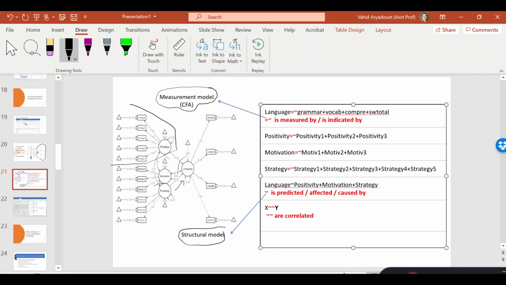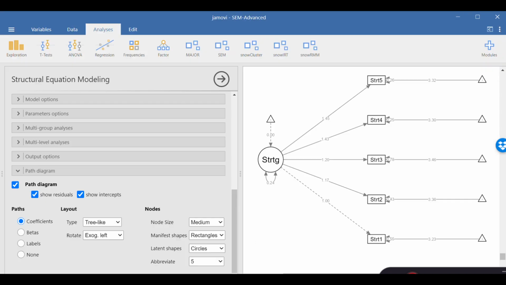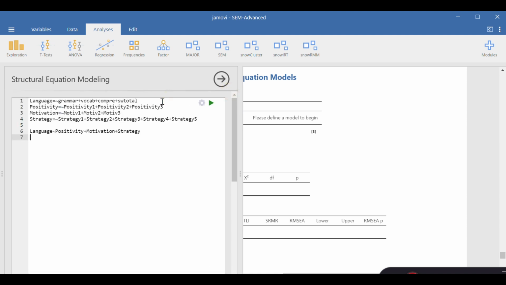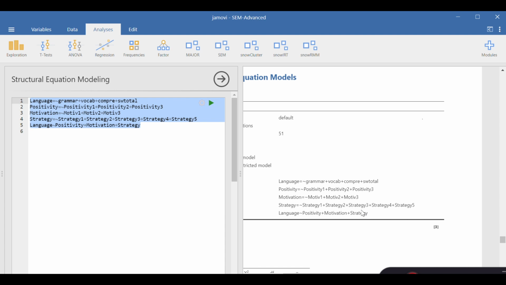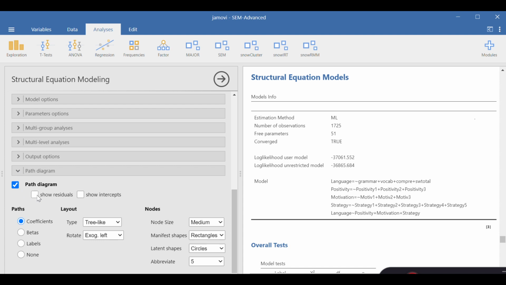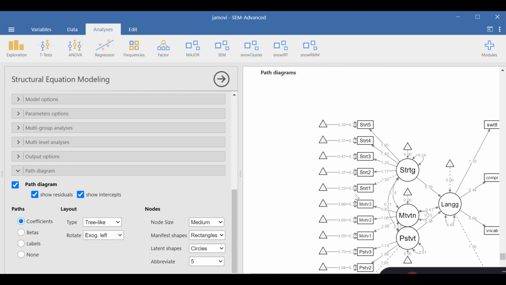The next step will be to factor in all of these lines and get your final structural equation model. So I'm going to copy and paste. I'm going to remove this line there and highlight everything and click run. And go down to path diagrams, show residuals, show intercepts, and finally wait for the path diagram.